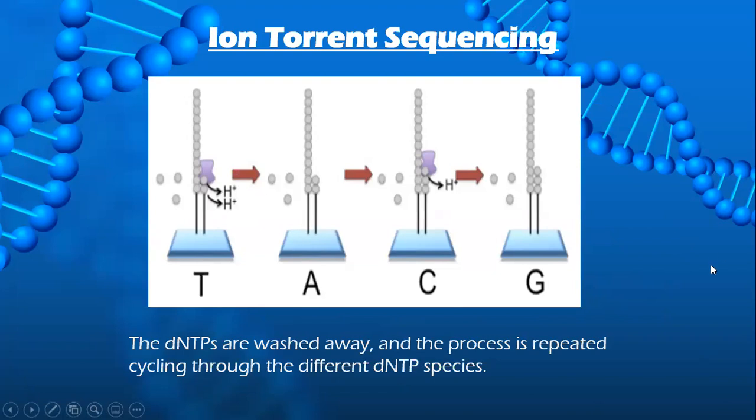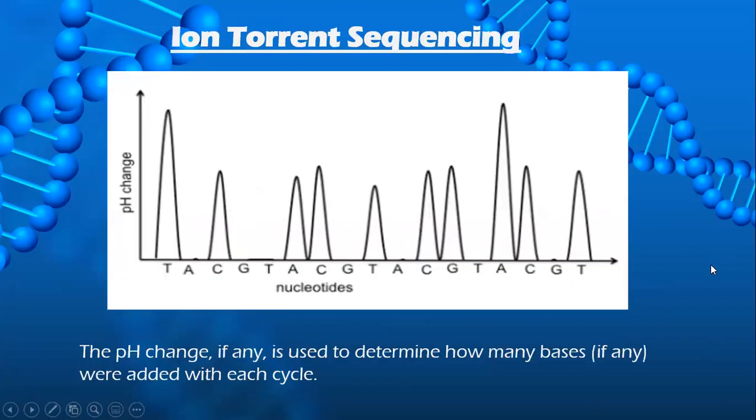So then the next step is a graph that shows the pH change. This graph shows the pH change with respect to the nucleotides. And the pH change, if any, is used to determine how many bases were added, and also which base was added with each cycle.